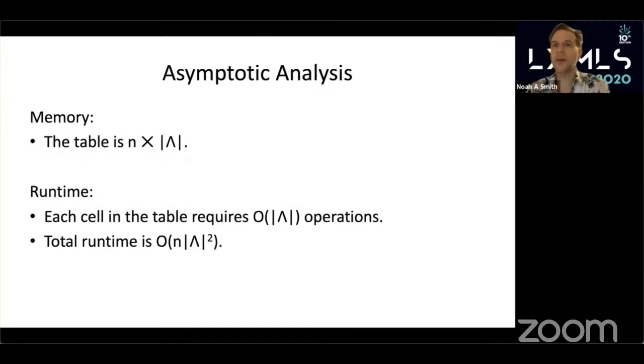And then the runtime, if you recall, you have to fill in each cell, and each cell requires a max over lambda elements, size of the state space elements, because you're considering each of the preceding words' possible labels when you fill in a particular cell. So you multiply the size of the table times the number of operations per cell, which is lambda, and you get n times size of lambda squared. So this is nicely polynomial. It scales well with the length of the sequence, not so well with the size of the state space.